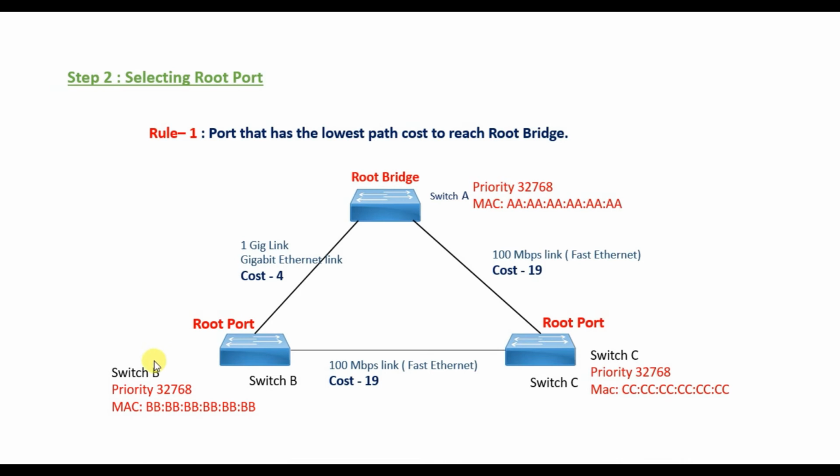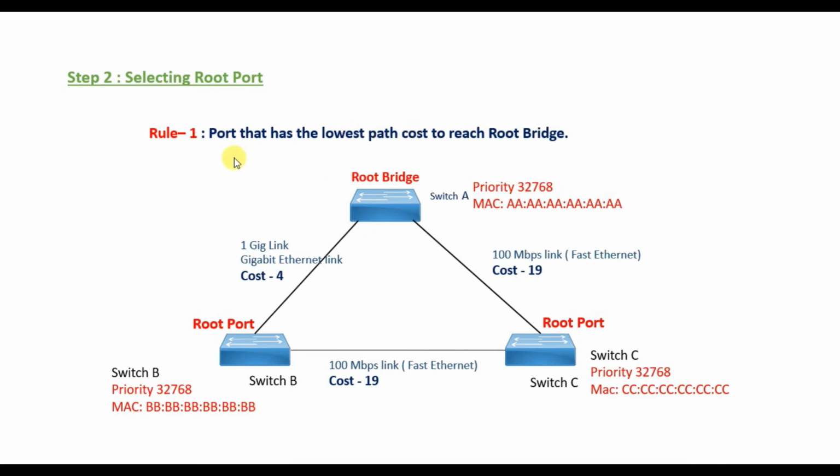If, say for example, switch B had something lower than 32,768, in multiples of 4096, then it would become the root bridge. Switch B might have become the root bridge, but I'm using the default priority in all the switches. So the next tiebreaker is that the switch which has the least MAC address will become the root bridge. As switch A has A, then B, and C, when comparing, A is the least one, so switch A becomes the root bridge. So this is how the root bridge was selected.